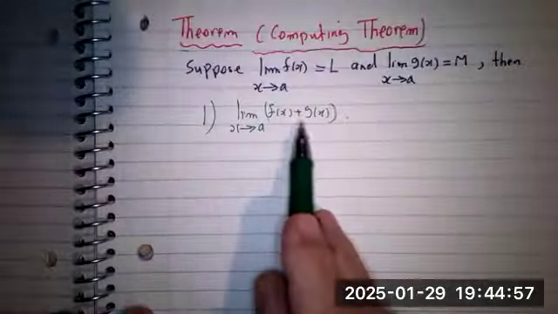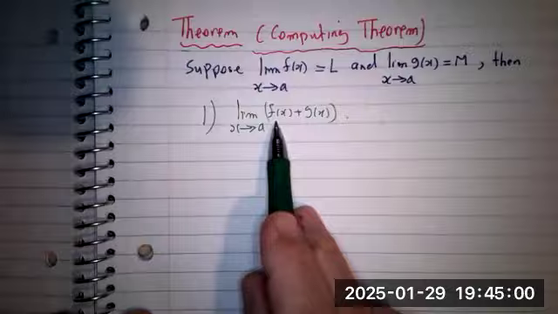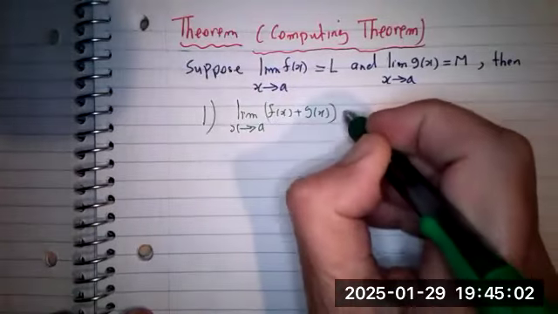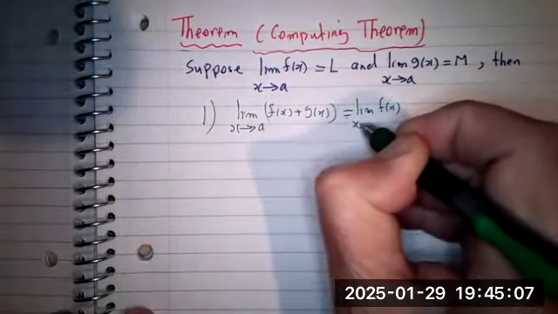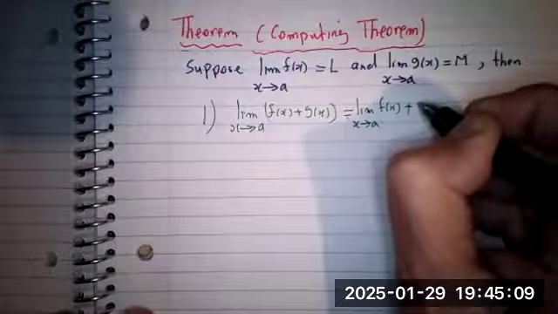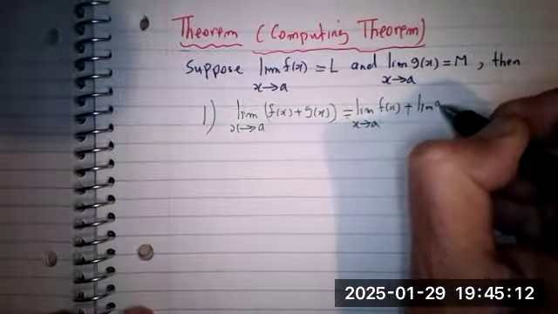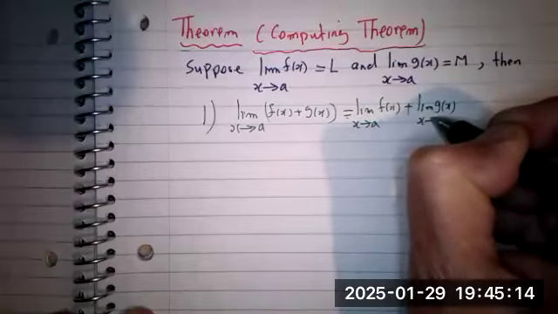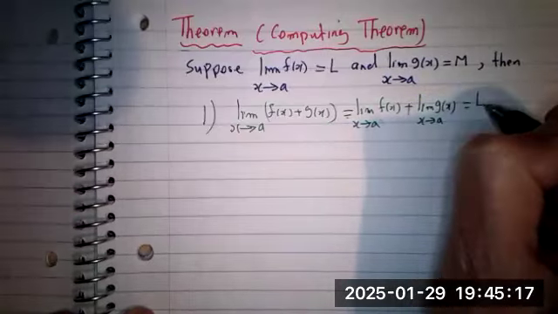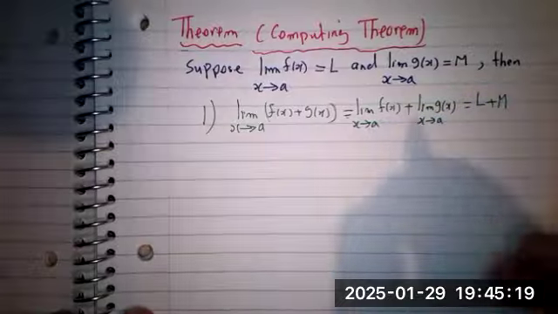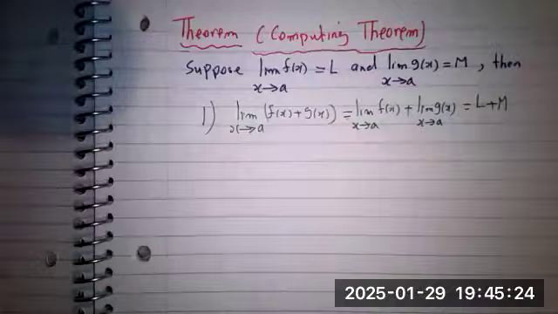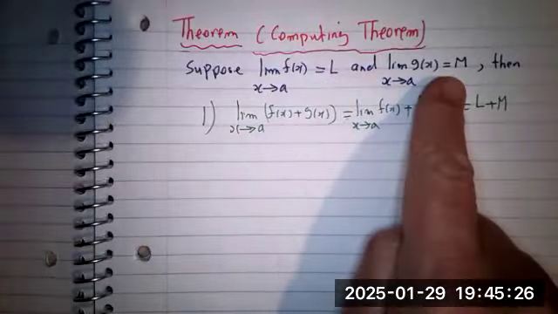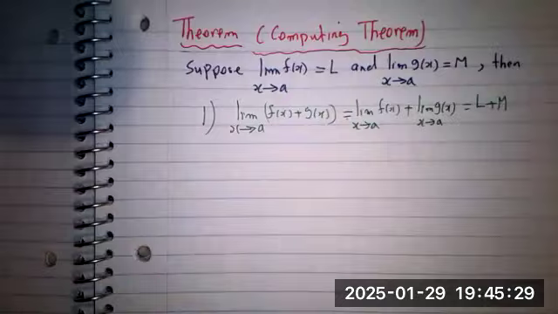So if you want to find the limit of the sum of two functions, you find the limit of the first one, you add it to the second. So it's going to be equal to the limit of f of x as x goes to a, plus the limit of g of x as x goes to a. The first one is L, the second one is M. That's it. So if the limit of the first one is 2, the other one is 5, 2 and 5, 7. So that gives you the limit of the sum of two functions.